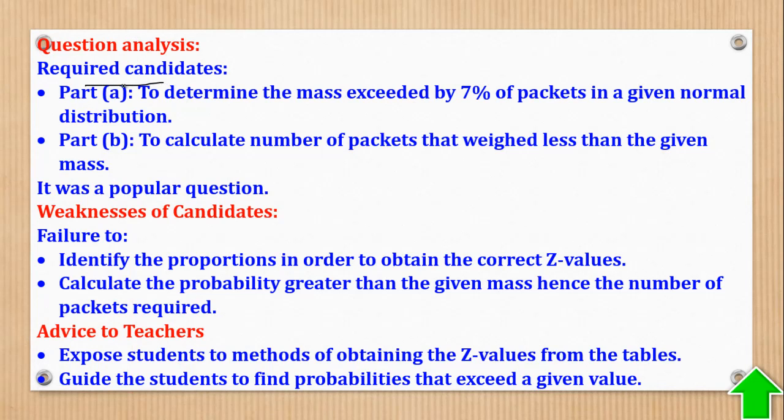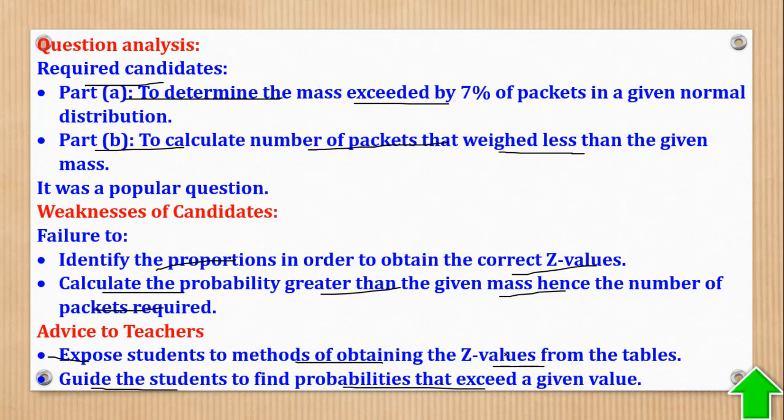So question, part A required candidates to determine the mass exceeded by 7% of the packets, and part B required candidates to calculate the packets that weighed less than the given mass. Weakness was failure to identify the proportions in order to obtain correct Z values. Then also failure to calculate probability greater than the given mass and hence the number of packets required. Advise that teachers should expose students to methods of obtaining Z values from the table, and also guide students to find probabilities that exceed given value.